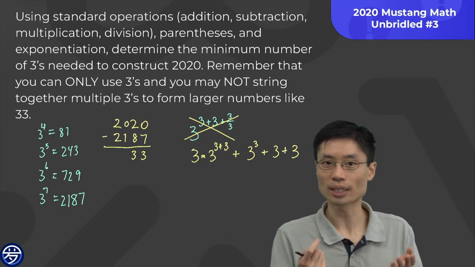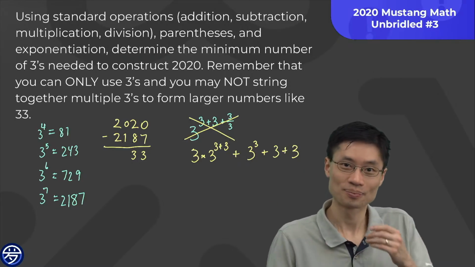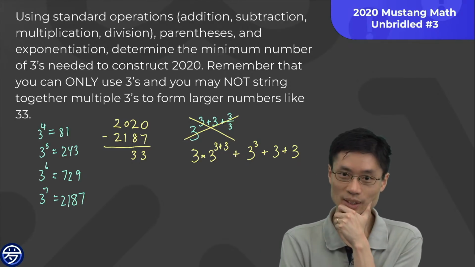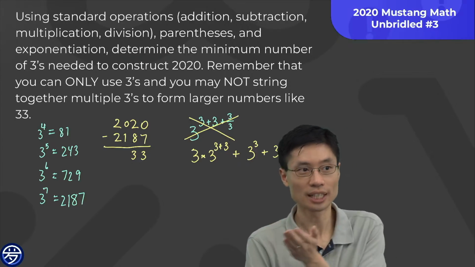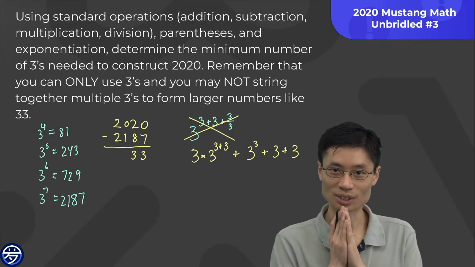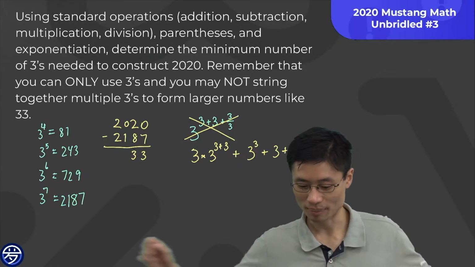But now the question is, what else can we do? Because we want to get better than this. This is just what you do first. We can do it with 8 3's. We can use parentheses also, and we can use exponentiation and all of these different things. What else could we do? We want to make 2020.